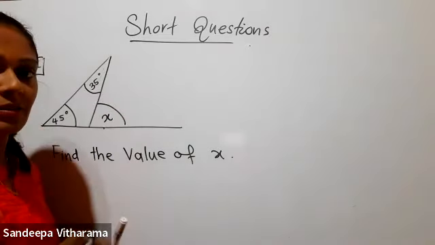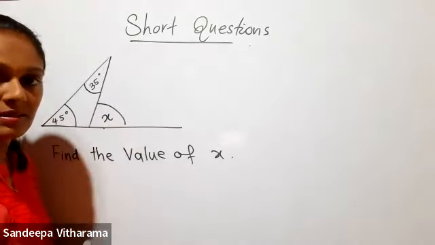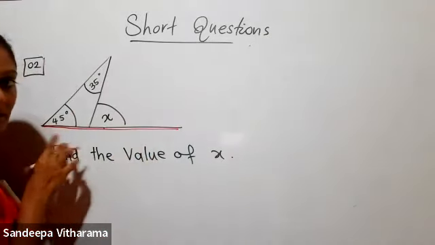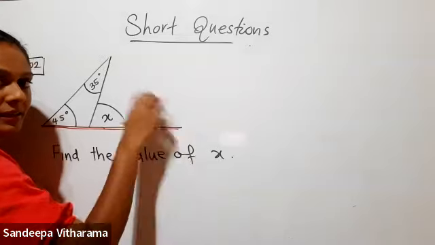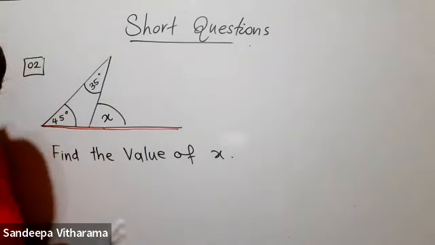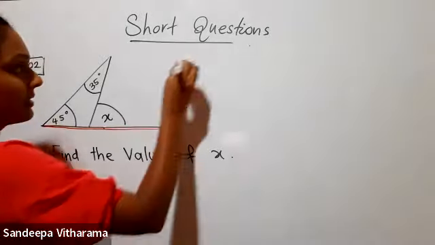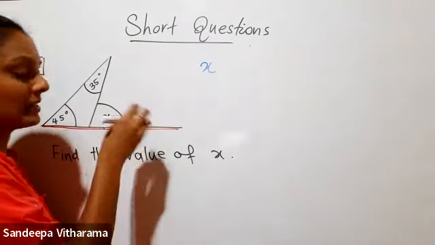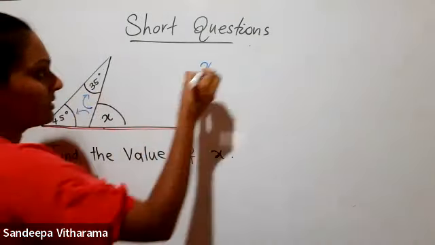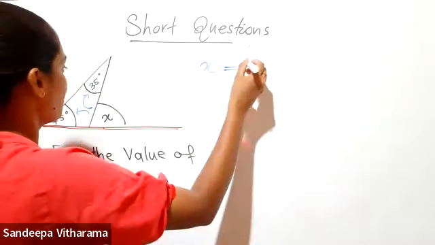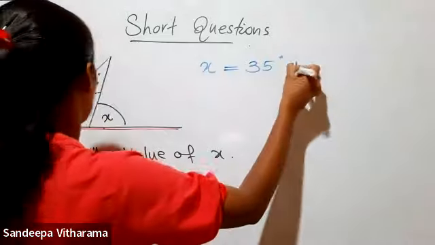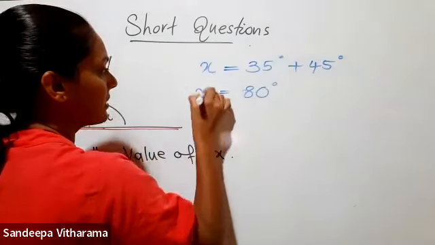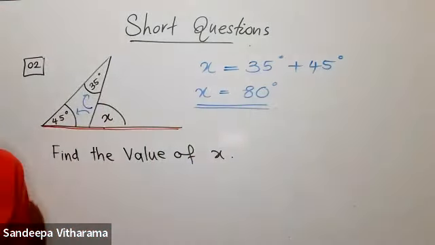X denotes the unknown value. That means we don't know the value of this exterior angle. You can identify that this angle is formed because this side is produced. Then an exterior angle is formed. What is the relationship that we can write? The exterior angle formed by producing one side of a triangle is equal to the sum of the two interior opposite angles. Then 35 and 45. The answer is 80. x equals 80.